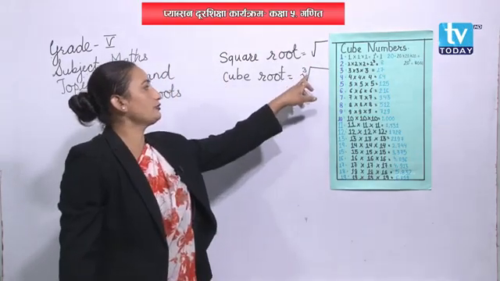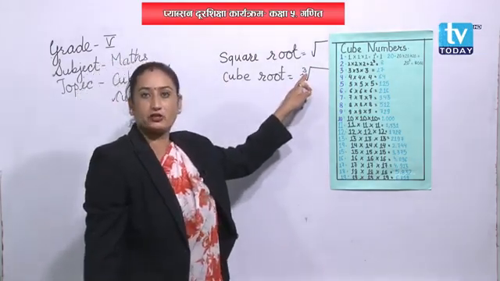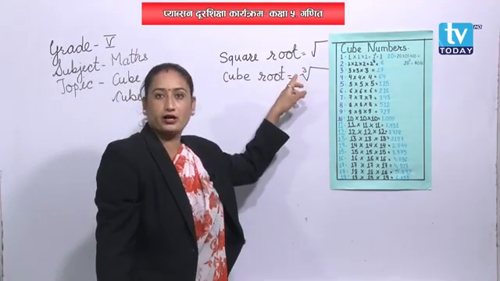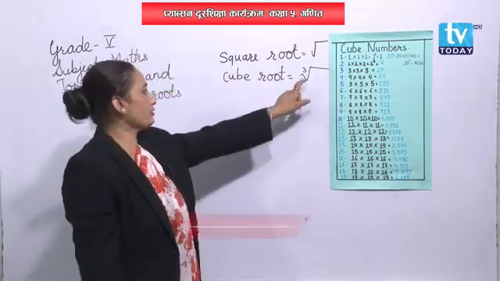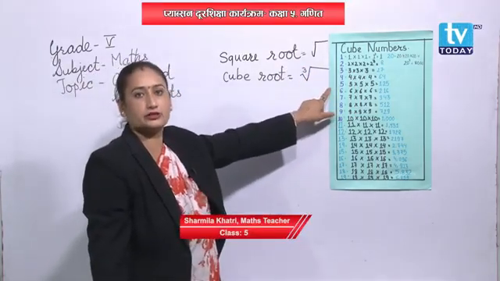It's a cube. 3 is indicated already over there. This is the root, so we call it a cube root. While writing, you have to write this form in cube root form.